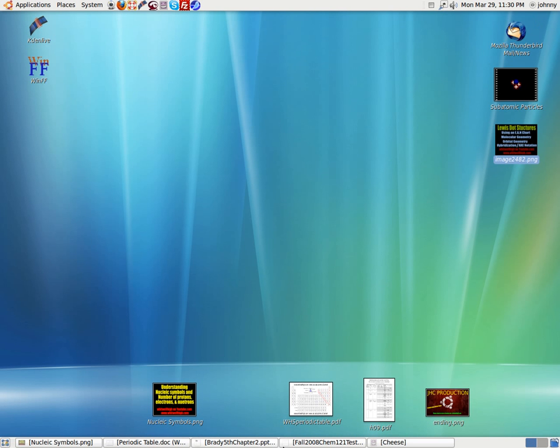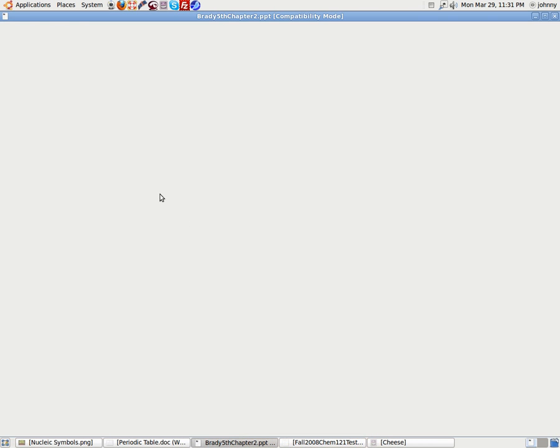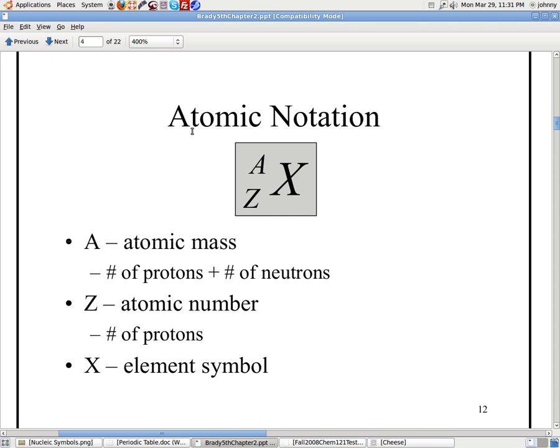Also, let me show you some of the problems that I'm talking about. What is a nucleic symbol, and what types of things are we going to see? Basically, a nucleic symbol is something like you see here. Atomic notation. Here you have A, which is noted as the atomic mass, meaning the mass number, and Z, which is the atomic number. So your mass number is the number of protons and your number of neutrons. Z is just your number of protons, and X is the element.